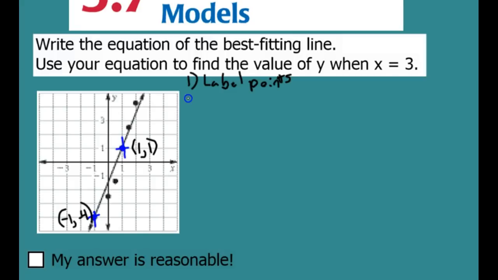Secondly, after we label our points, we need to find the slope. So we can do the rise over the run to find our slope. From here, we're going to go up to our other point. So our rise is 1, 2, 3, 4, 5. So for m, our rise is 5 over the run, 1, 2. 5 over 2.